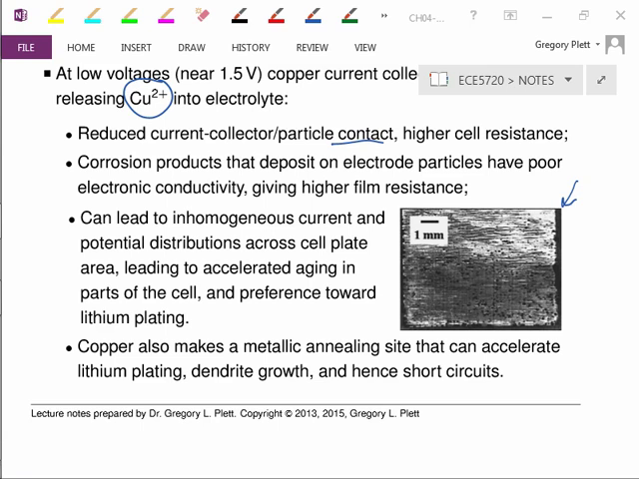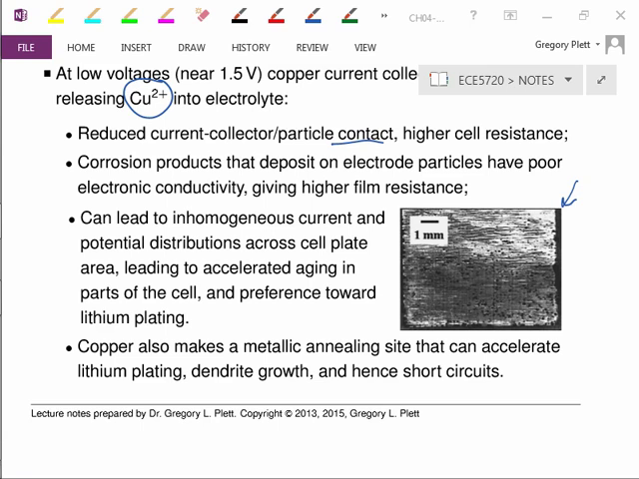And once you've got anything metallic, it tends to allow other metallic things to grow more quickly. So if I've got metallic lithium, or metallic copper or metallic manganese, any of those would tend to accelerate lithium plating or dendrite growth or anything like that and cause short circuits.